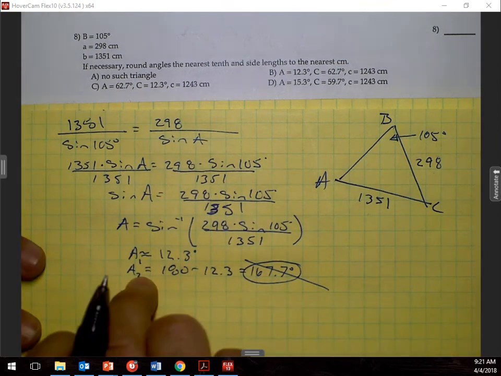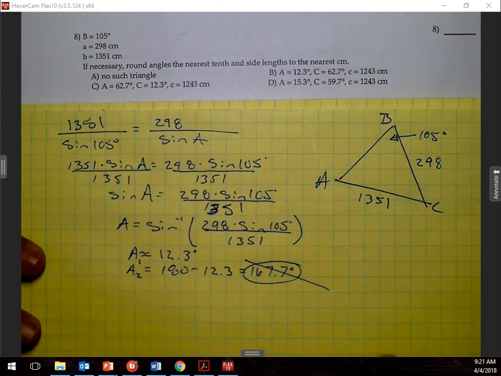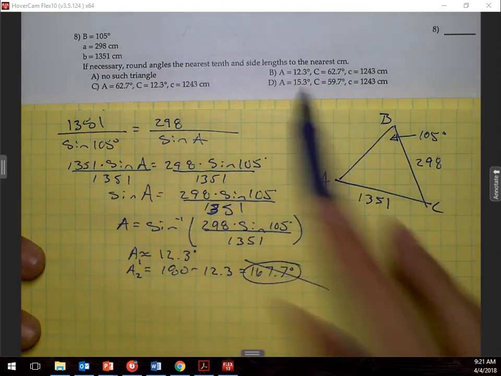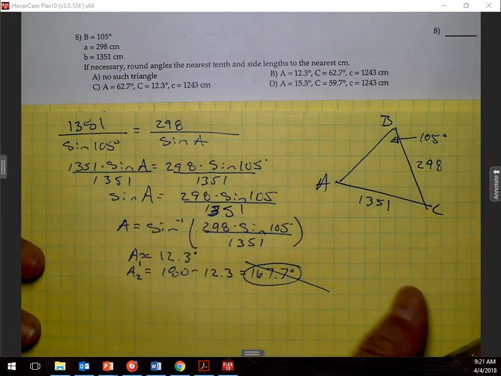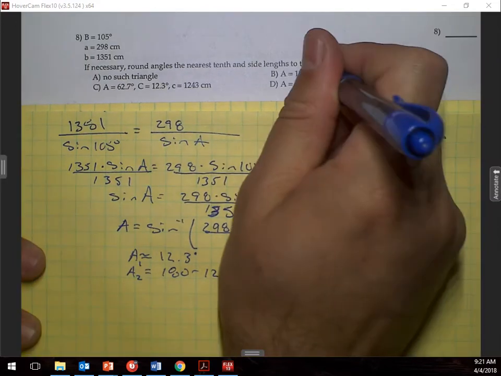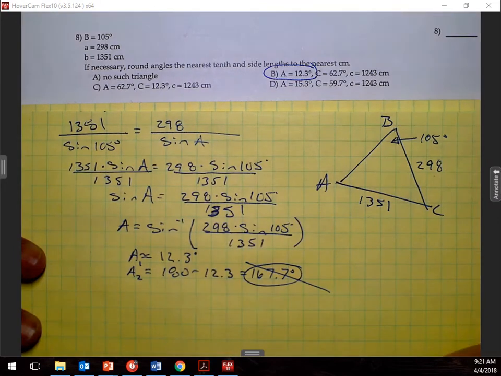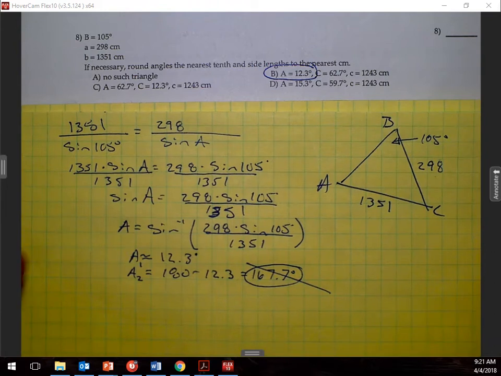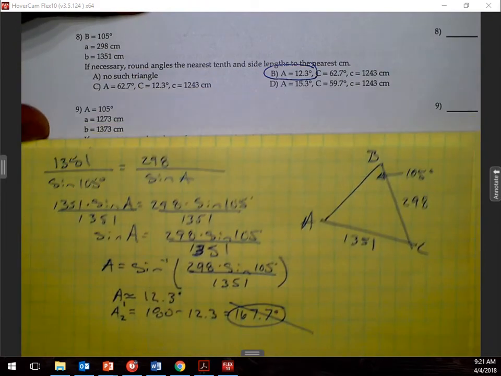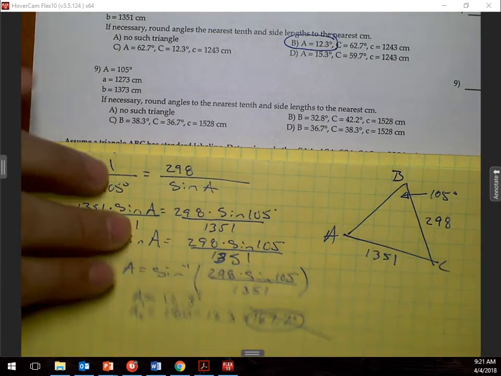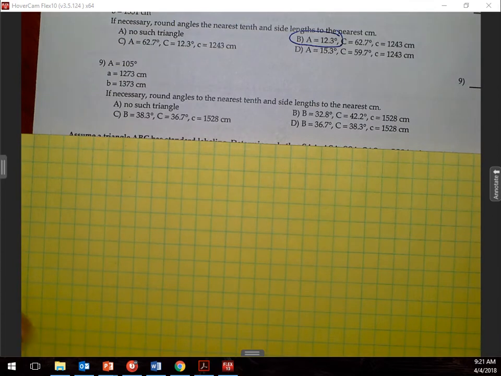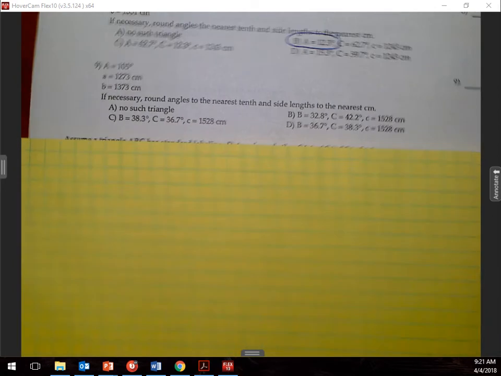All right. So now we get A is going to be 12.3. So what is my answer here? Right there, right? Make sense? Yes. Okay. Good.